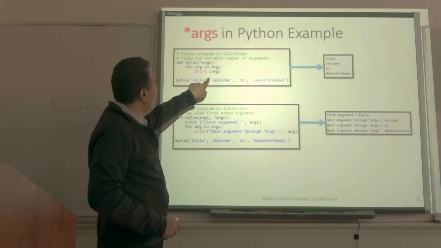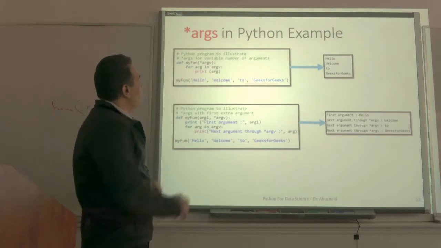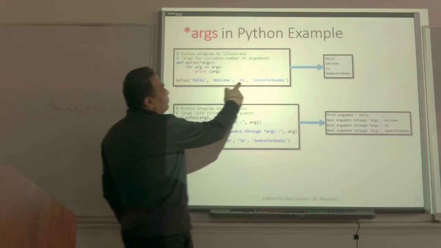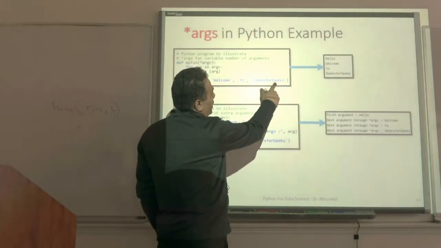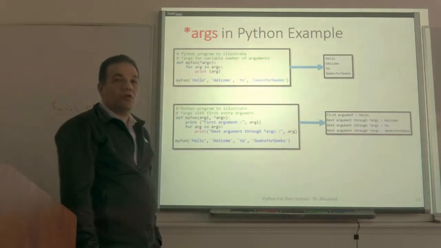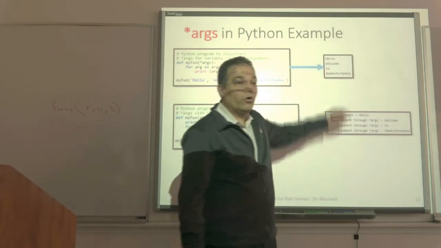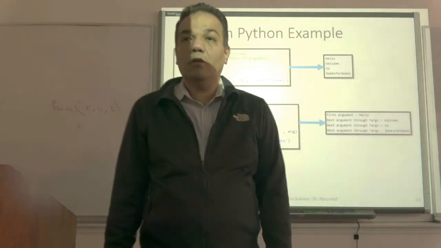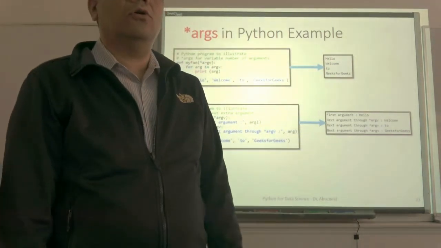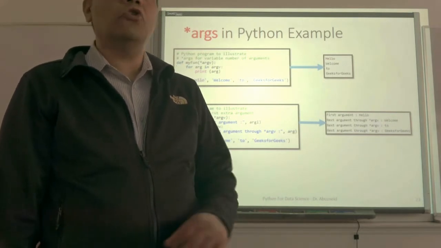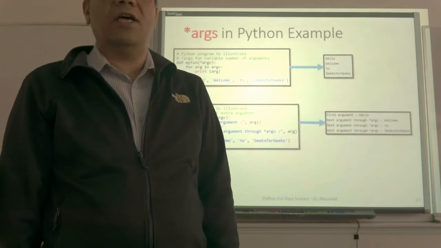So in here, print the argument. If I say my function and I'm passing hello, welcome to geeks for geeks, how many arguments did I pass in here? Four. It will print four for me. If I pass five, if I pass zero, this is very useful for functions where you don't know exactly how many parameters you're going to have.